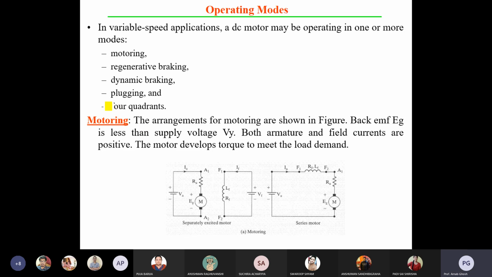So, four quadrant operation. We are talking about regenerative braking, where the motor shaft speed is more than your rated speed. What happens is that the generated EMF, the back EMF, will be more than your terminal voltage, so the direction of Ia automatically changes. At the zero crossing, when the direction of current changes, your field winding terminal also will change. Dynamic braking means the entire energy will be dissipated through a resistive path.